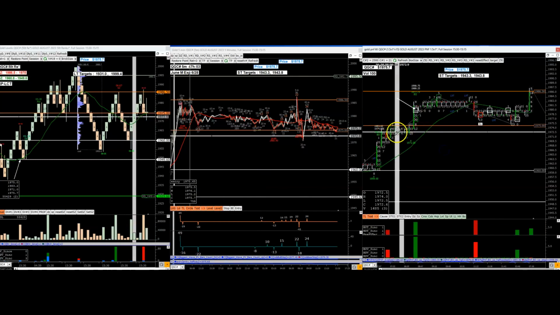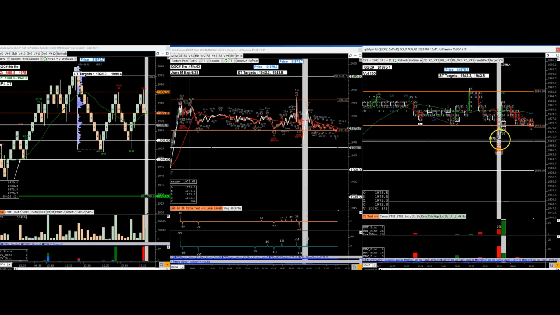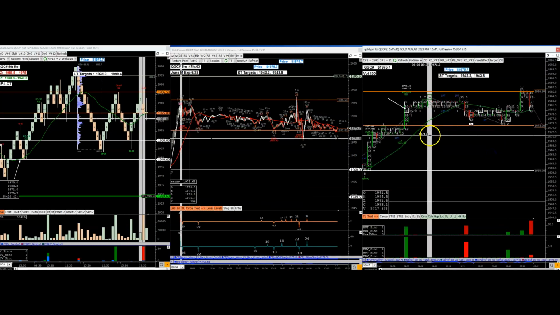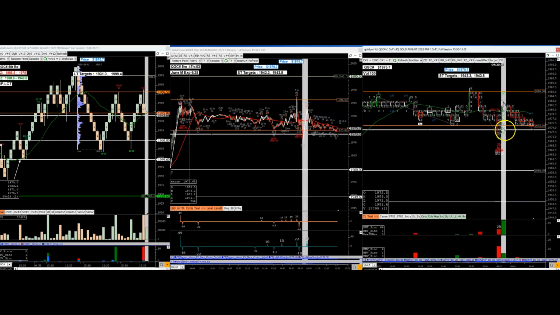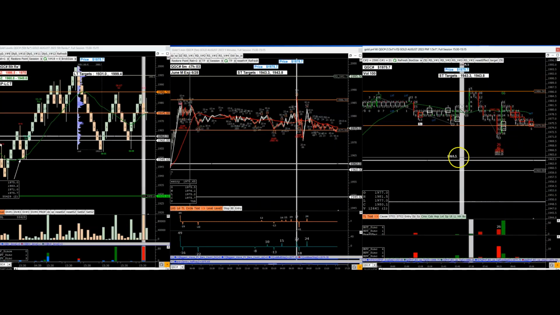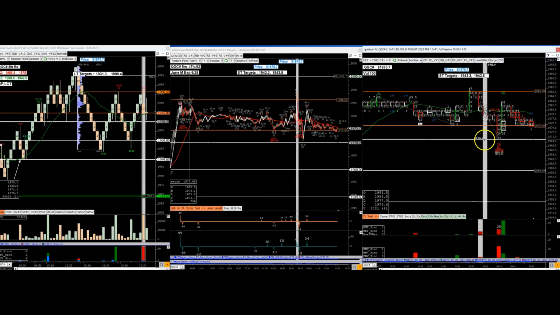See, this area here is a support. I think it sprung it. I'm not sure, yeah, maybe sprung that. And then look at the heavy buying that emanated after that shakeout possibly.